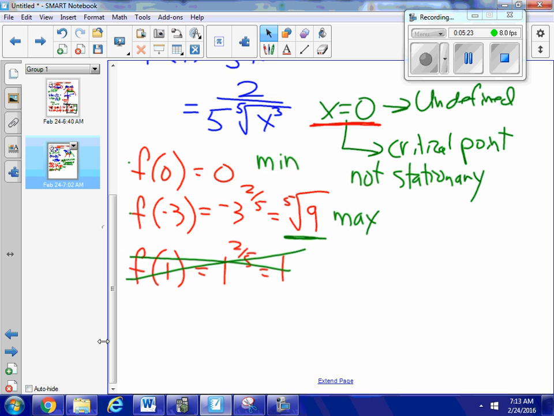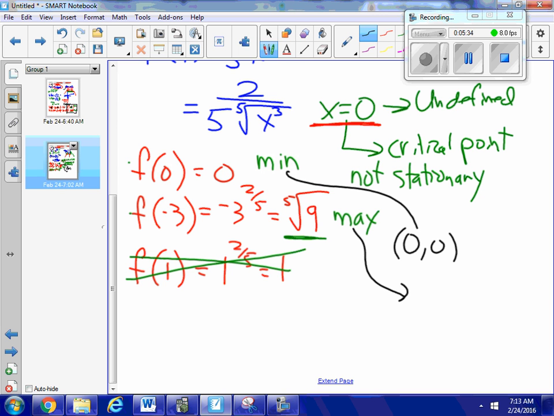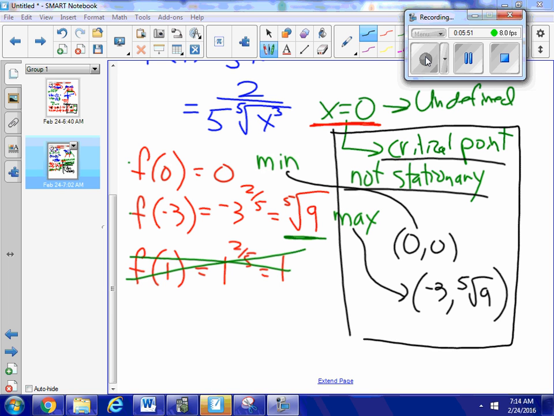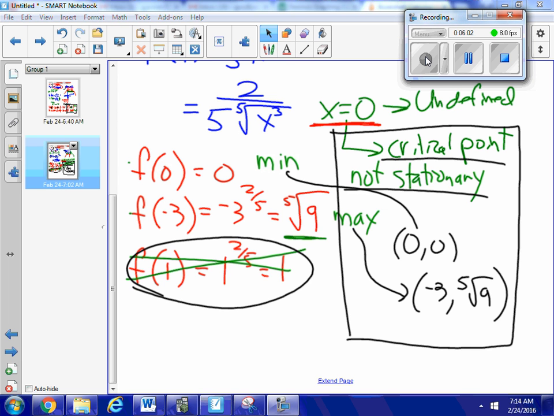So this is my answer right here. The minimum is the point (0, 0), and the maximum is (-3, the 5th root of 9). I have one critical point, and it is not stationary. So those are the answers to this problem. The good point in this problem was recognizing that I really didn't need to do f of 1 because it was not an endpoint.